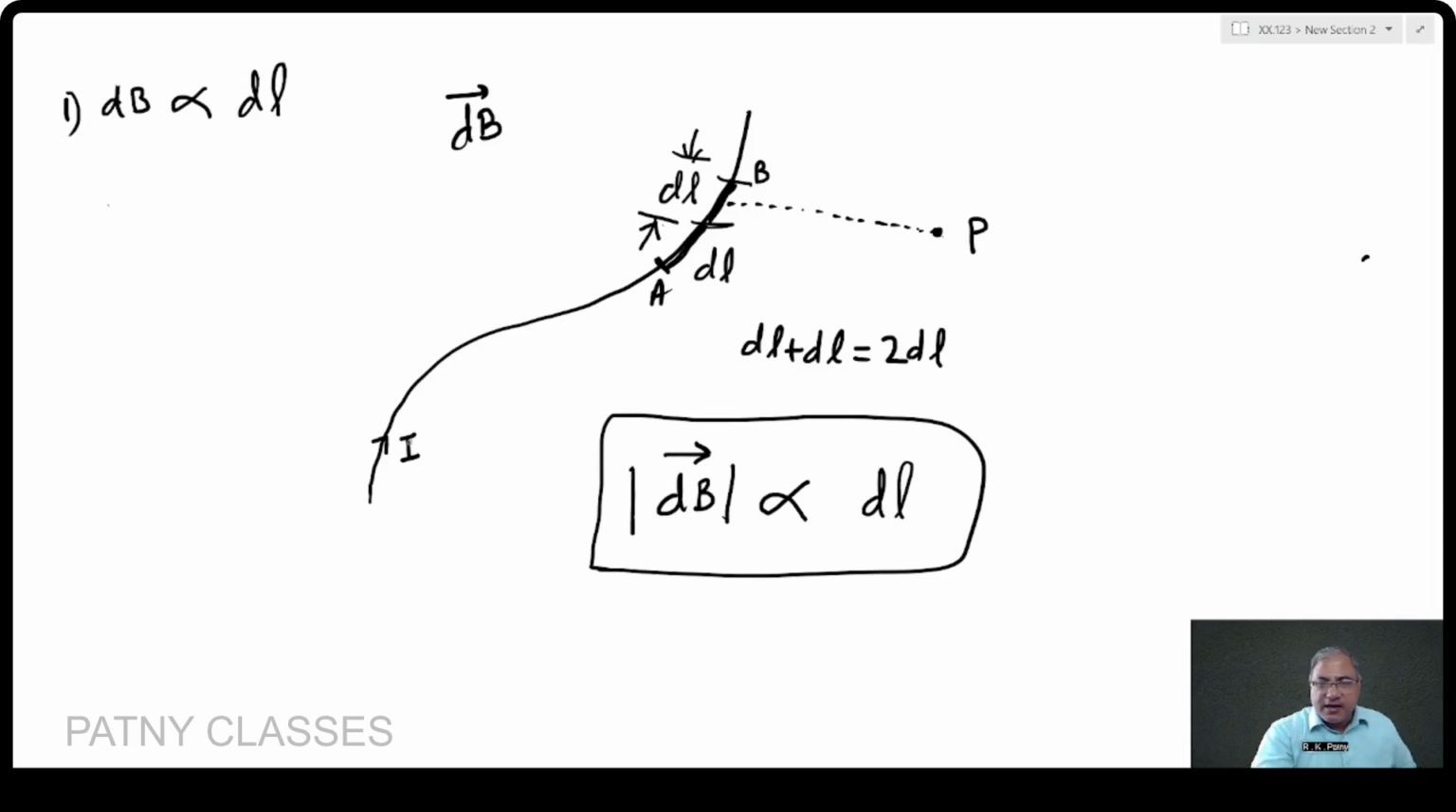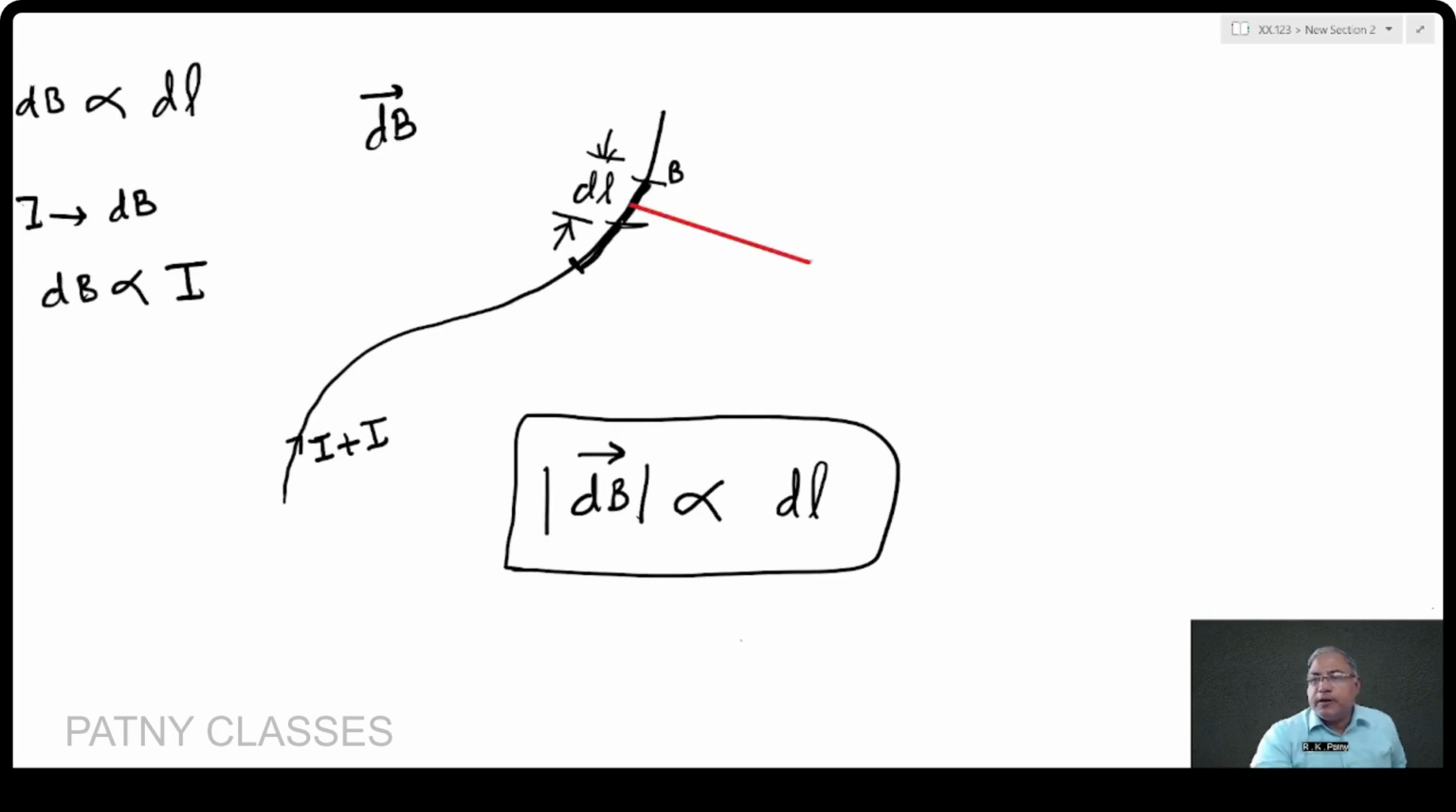Now, the second thing is current. If I increase the value of the current, here the current is I. Now, if I increase the current I, what happens to the magnetic induction dB? Suppose I double the current here, will the magnetic induction increase? Yes. As the value of the current increases, the value of magnetic induction also increases. So the second factor is that dB is directly proportional to the magnitude of the current.